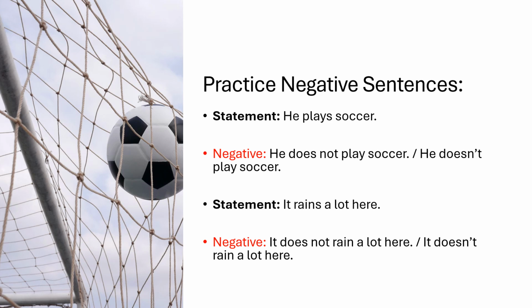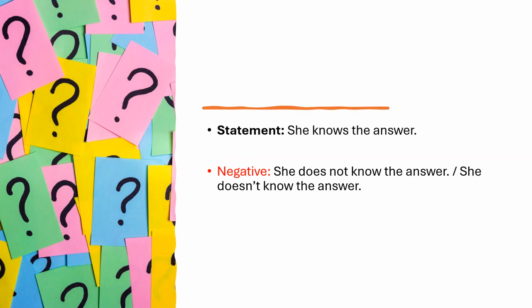These are some sentences for practice. For example, he plays soccer. He does not play soccer, or he doesn't play soccer. It rains a lot here. It does not rain a lot here, or it doesn't rain a lot here. She knows the answer. She does not know the answer, or she doesn't know the answer.